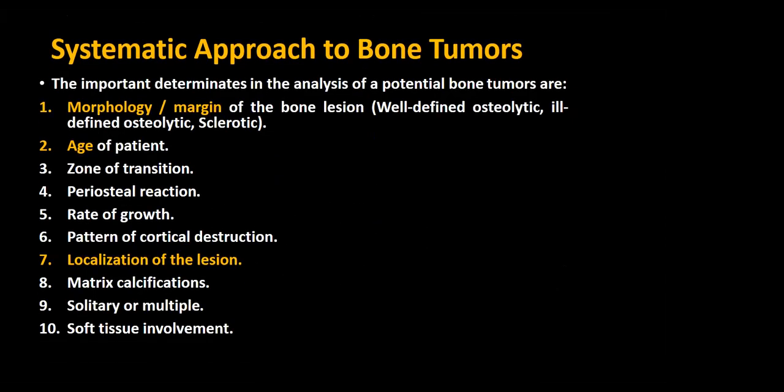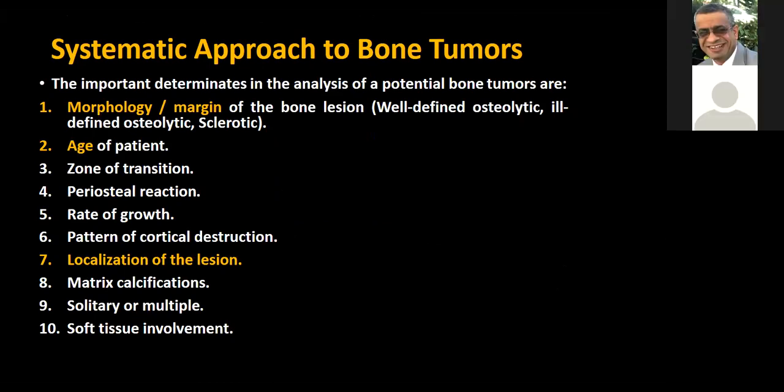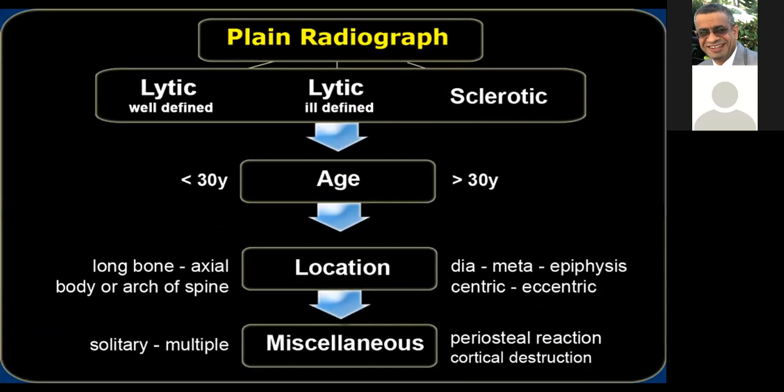We have many determinants in the analysis of potential bony tumors, including morphology or margin of the bone lesion, age of the patient, zone of transition, periosteal reaction, rate of growth, pattern of cortical destruction, localization of the lesion, matrix calcification, solitary or multiple lesions, and soft tissue involvement. So after we do a plain radiograph, we have to determine whether this lesion is sclerotic or lytic. After that, we have to determine whether it is a well-defined lytic or ill-defined lesion.